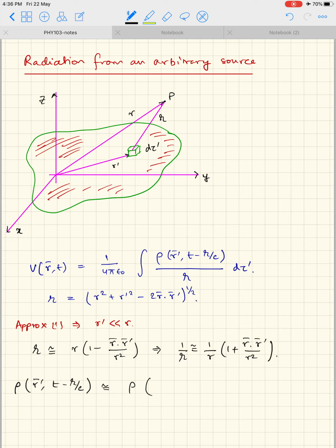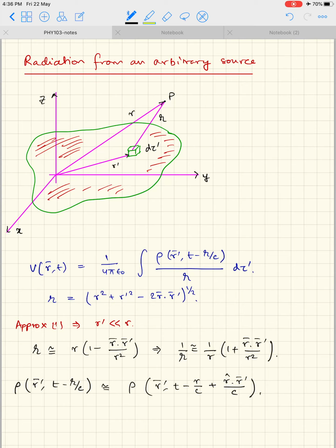Okay, very good. Now rho of r primed, t minus r over c, in that case is approximated by rho of r primed, t minus r over c plus r cap dot r primed over c. Okay, very good. So that's straightforward.